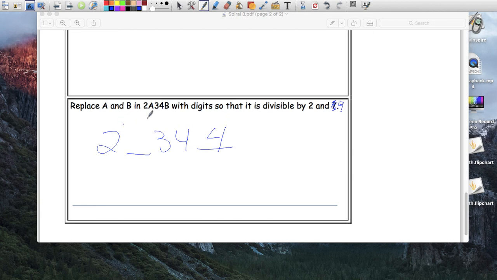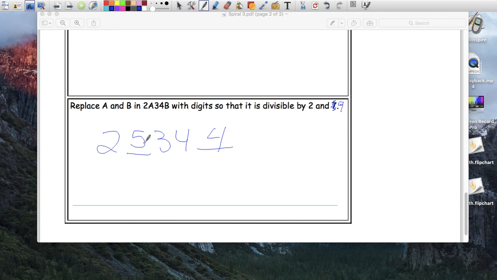So what do I have so far? 2 plus 3 is 5. 5 plus 4 is 9. 9 plus 4 is 13, right? So the next number that's divisible by 9 is 18. So 18 minus 13 is 5. So to make it divisible by 9, I need to add a 5 here.